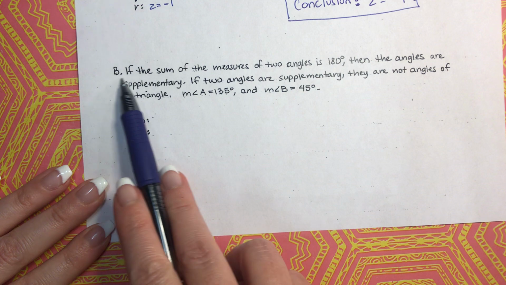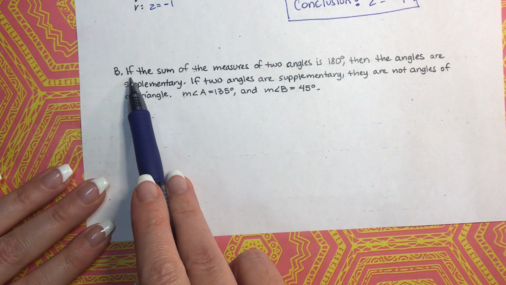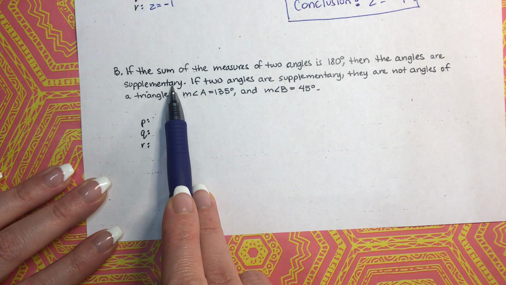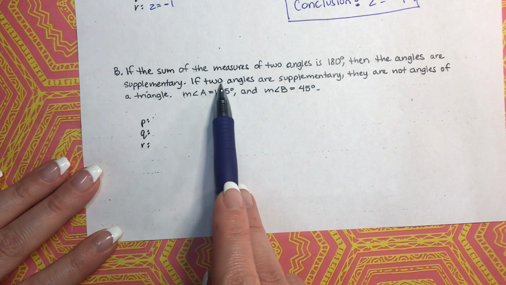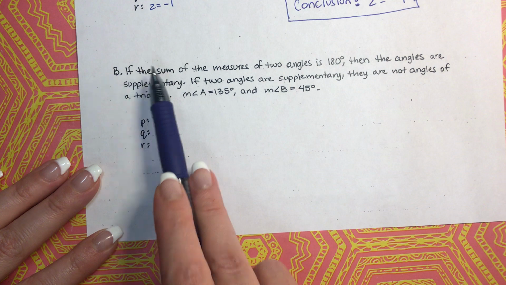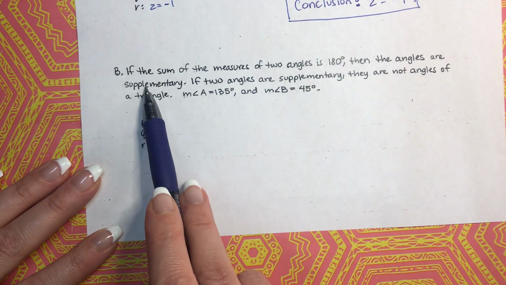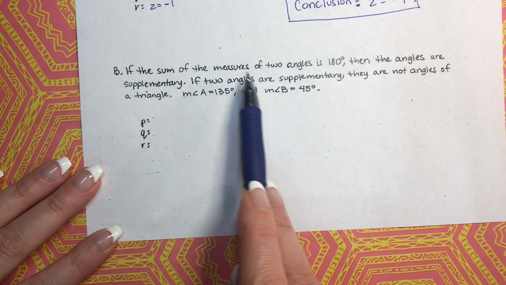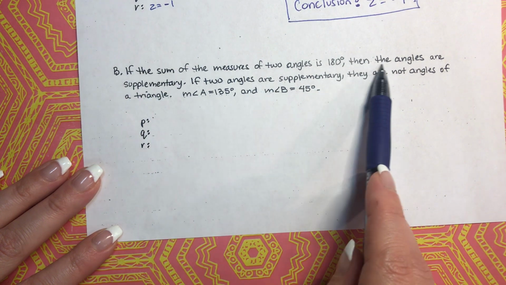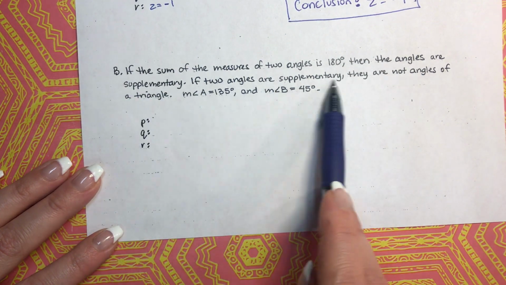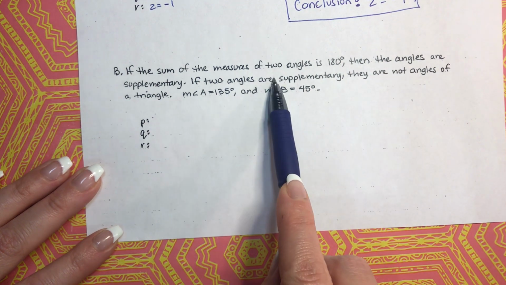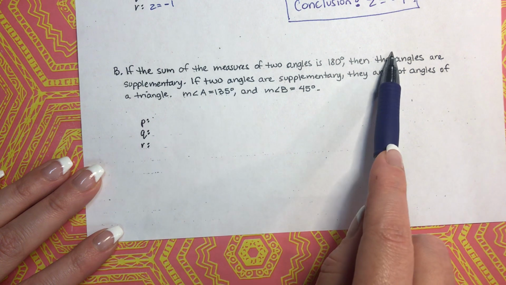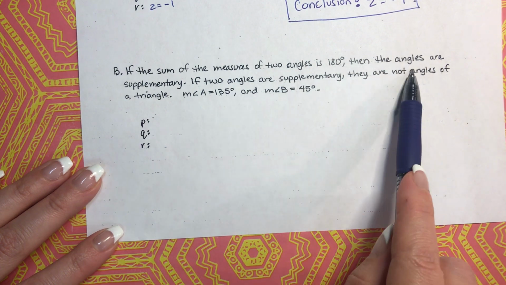So we have our two conditional statements. If the sum of the measures of two angles is 180, then the angles are supplementary. And then it says if the angles are supplementary. So let's say we call this our P and this our Q. Is our Q ending and then beginning with the same information? The angles are supplementary, if two angles are supplementary. Okay, so this is Q and this is Q. Great. So that means this is our P, this is our Q, Q, Q, and then this would be our R.